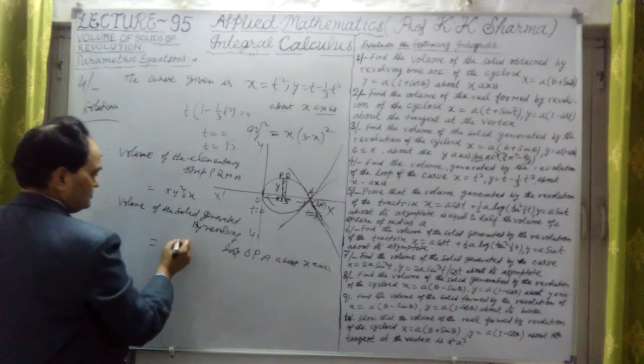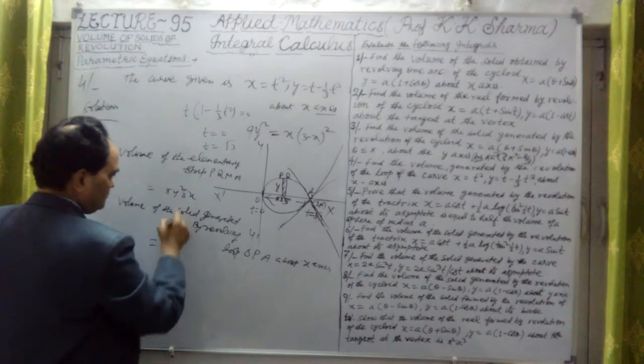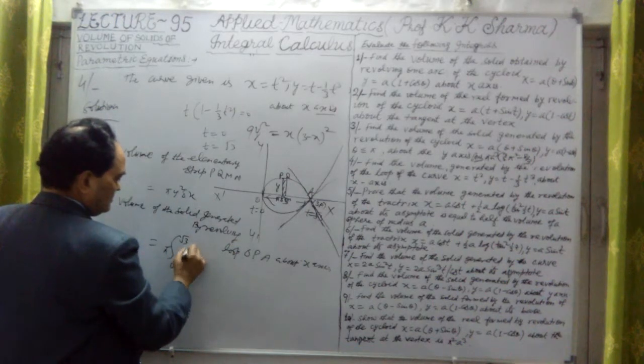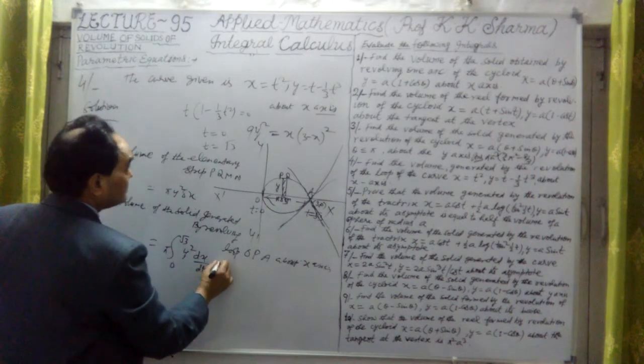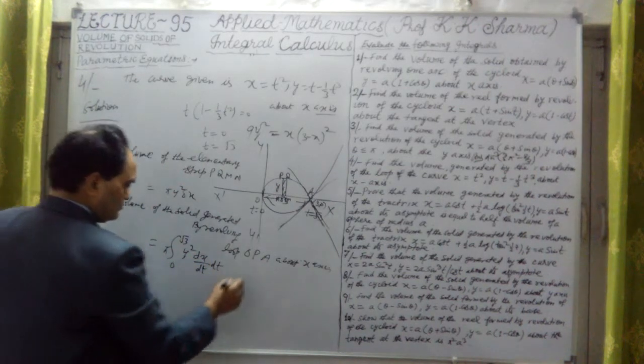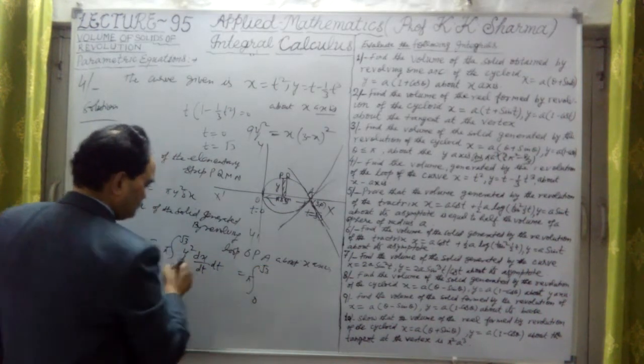It is nothing but the integral from 0 to root 3, with y square into dx upon dt into dt, where t is the parameter. So substituting the values of y, the limits of t are 0 to root 3.